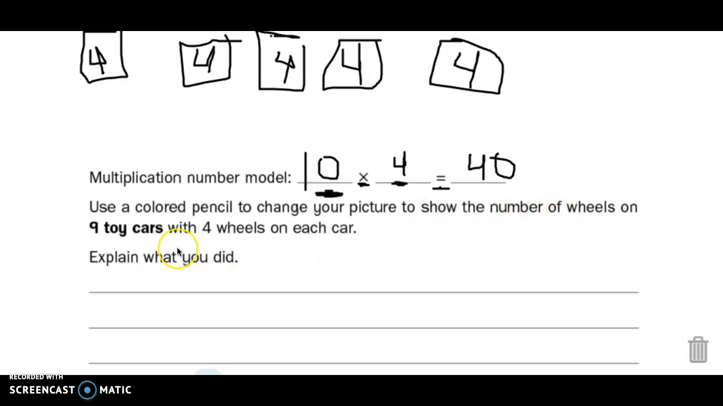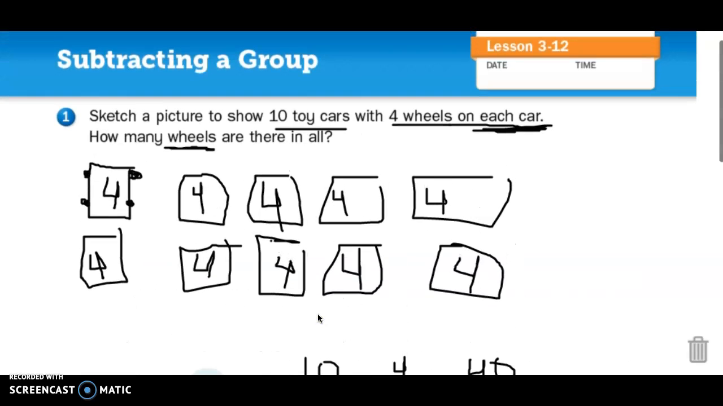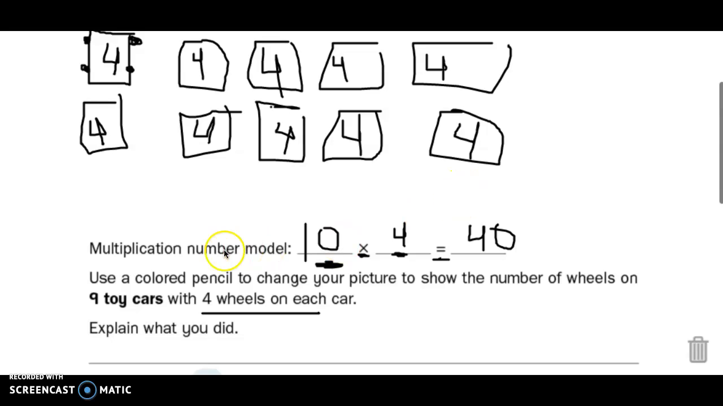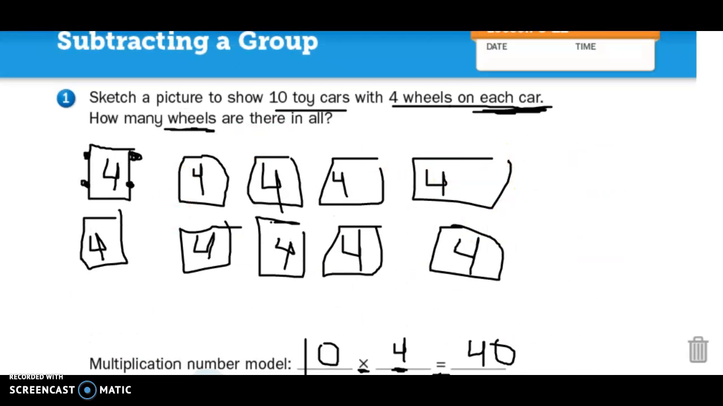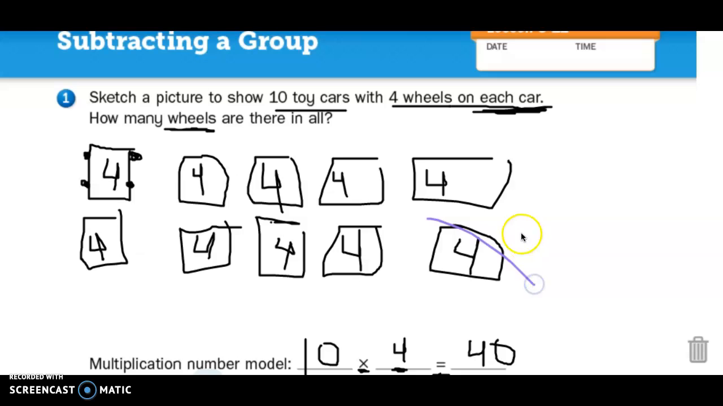Now it says use a colored pencil to change your picture to show the number of wheels on 9 toy cars with 4 wheels on each. So still 4 wheels on each car. These can stay the same, but you know what? Now I need 9 toy cars. If I have 10 here, 9 is less by how much? By 1 car. So I'm going to take my color, and I'm just going to cross off the 10th car because I only need 1, 2, 3, 4, 5, 6, 7, 8, 9.